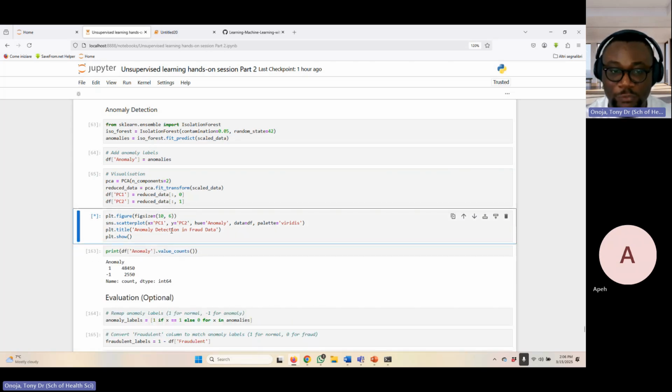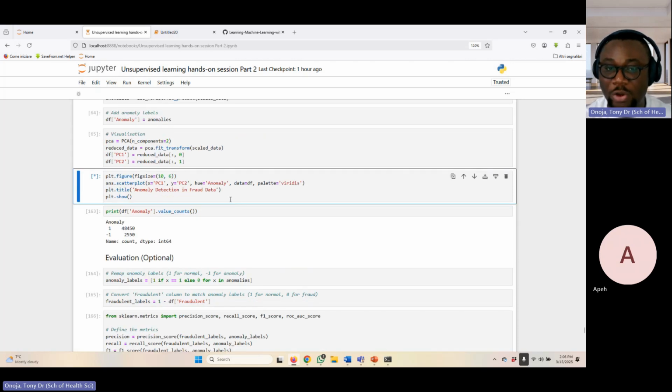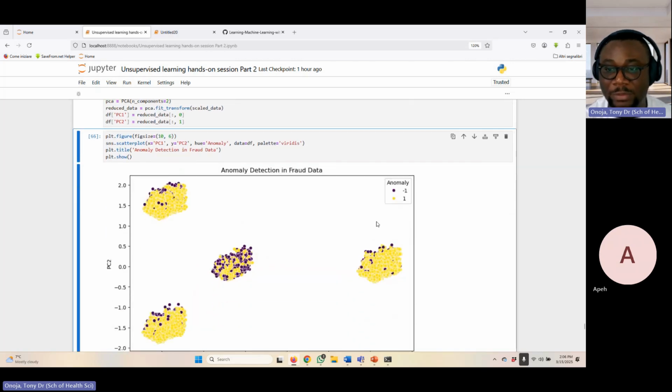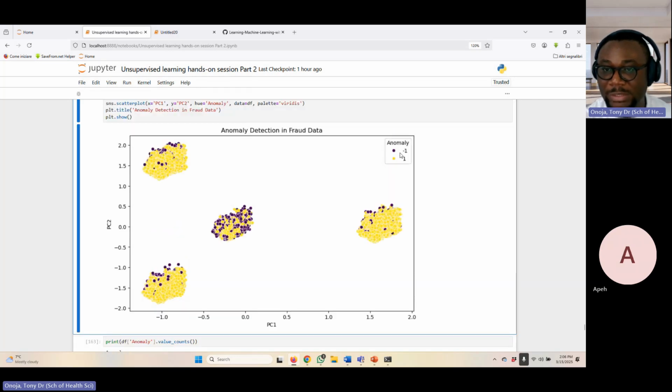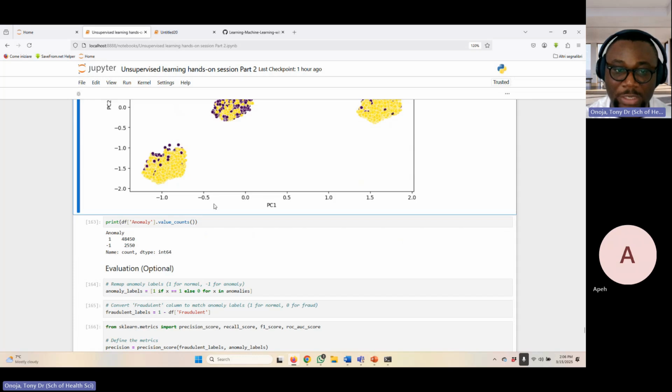The next thing is to visualize the PCA and color the points based on the anomalies that we have detected. Which is what we have done here. Now you can clearly see a pattern here. There is quite an interesting separation. The minus ones are the distortions or the anomalies in the data set. You can see there is a good number of anomalies in each of them, but most especially this one here.